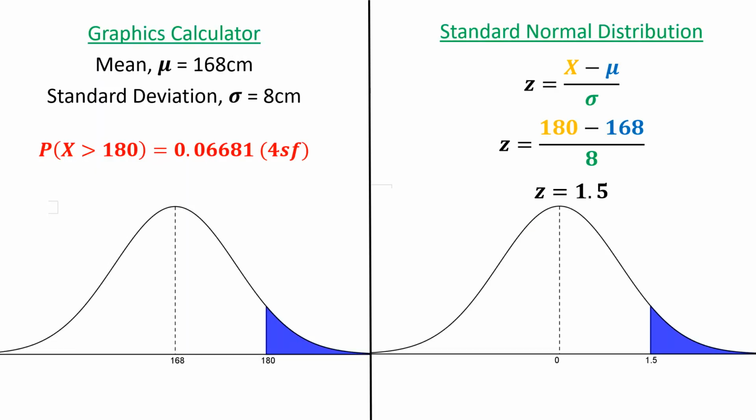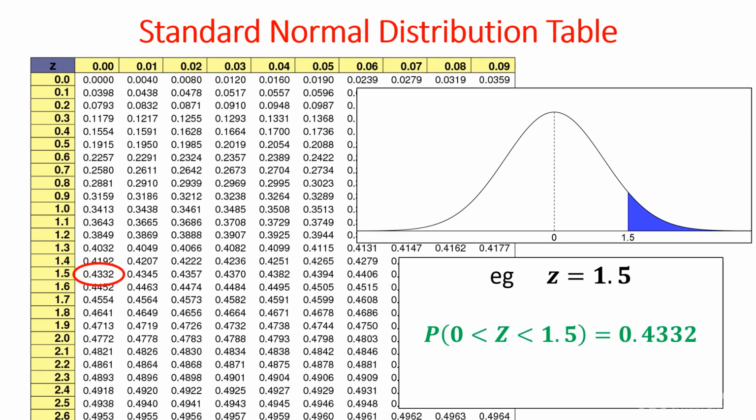Now, for our example, we got a Z value of 1.5. So we're going to race down and get 1.5, which gives us a probability of 0.4332. Now, the problem is it's not the answer. It's the probability between the mean and our Z value. So that's this region here. That's 43.32%.